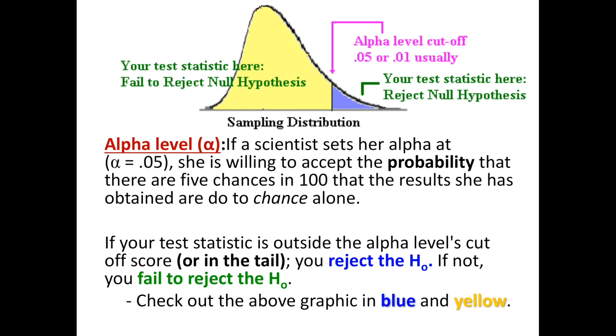So if your test statistic is beyond the alpha's cutoff score, usually in the tail, and you can have one tail or two tails, you're going to reject the null hypothesis. If it doesn't reach that level of extremeness, you're going to fail to reject the null. You never say I accept the null. You just say I fail to reject the null hypothesis.